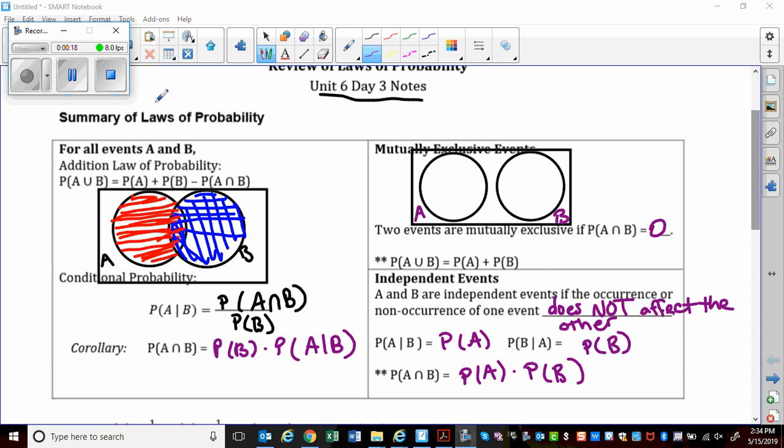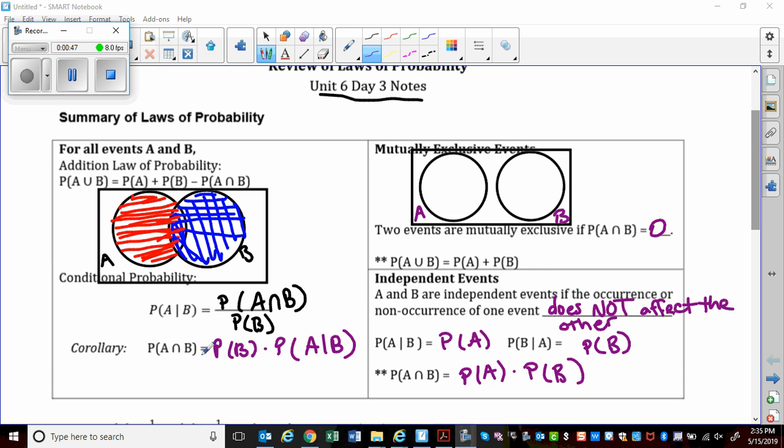All right, guys, here it is. So I hope we filled this out correctly. For all events A and B, addition law of probability of A union B, remember that's all of A plus all of B, but we counted the middle twice, so we've got to subtract the intersection, probability of A intersecting B. For conditional probability, if we want the probability of A given B, the formula is the probability of A intersecting B divided by the probability of the second one, which in this case is B.